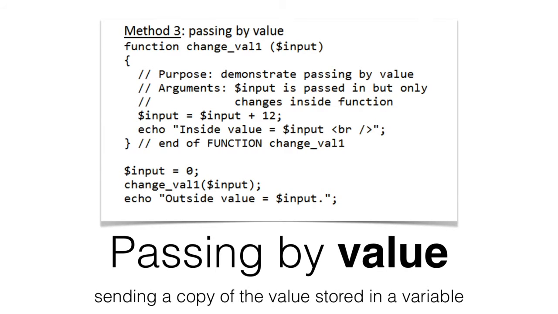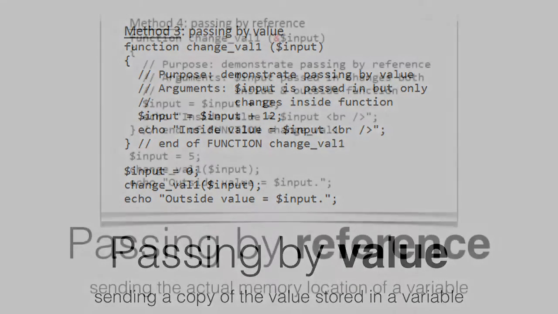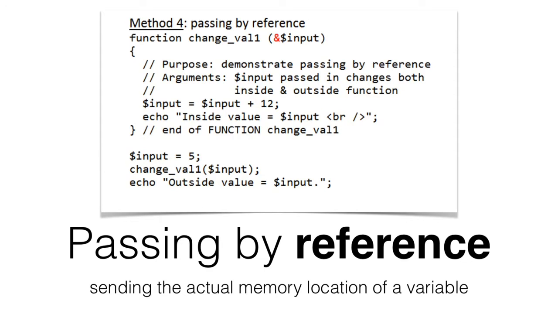But sometimes you actually want the function to be able to change the value that's stored in a variable. So passing by reference is the answer. Notice we have an ampersand in front of the $ sign in the parentheses where I have my arguments listed in the function declaration.